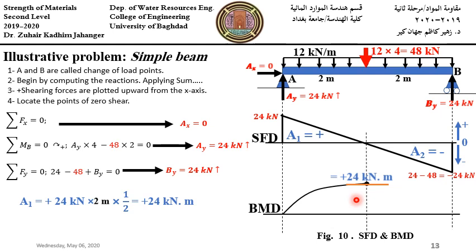Again, the moment between the midspan and B equals the moment at midspan plus area 2.